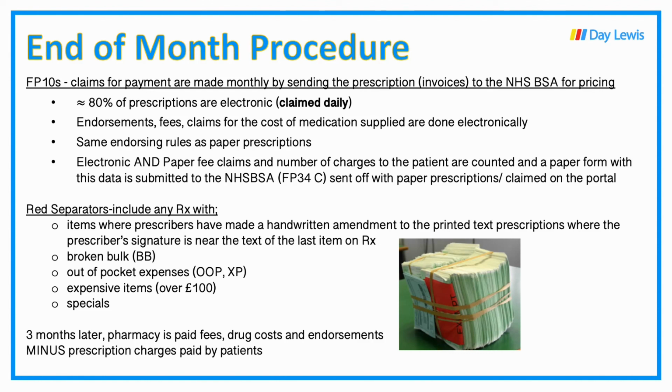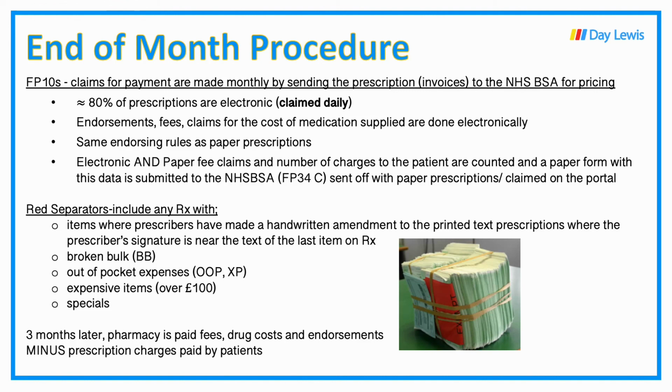As checking these prescriptions can be quite a long process, usually the pharmacies will get their reimbursement of their fees, their drug costs, and any other endorsements within 3 months. And this will be minus the patient prescription charges paid by the NHS. You've charged your patients a certain amount for their prescriptions, so then the NHS BSA will count up how much they owe you in fees, drug costs and endorsements, and minus off any £9.35 charges that you have taken from patients that month.